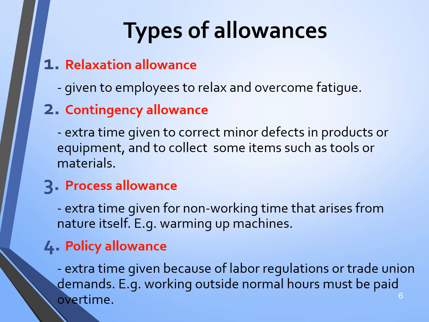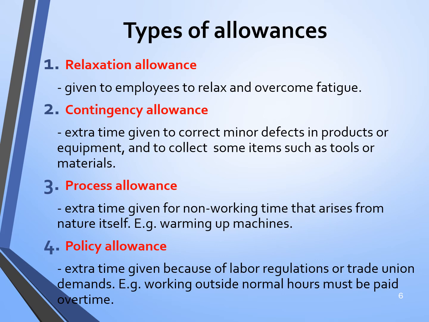The first one is relaxation allowance. So this type of allowance is given to employees to relax and overcome fatigue. Fatigue means tiredness lah, keletihan. So relaxation allowance is the break time given to employees to relax. For example, lunch break, coffee break, time to go to the toilet, and time for prayer. And relaxation allowance here is compulsory to be given. Okay, when employees work for 9 hours a day, at least 1 hour must be given for the relaxation allowance for them to take lunch.